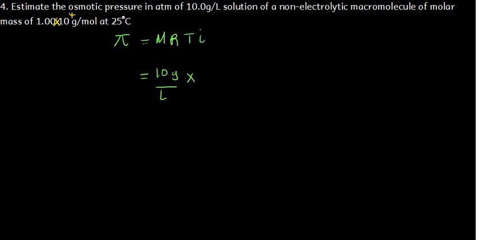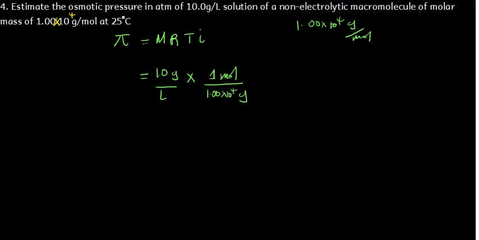So this value has been given as 1.00 times 10 to the power 4 grams per mole. What does this tell us? That means in 1 mole of this compound we have got 1.00 times 10 to the power 4 grams. So that is the same. Grams per mole means 1 mole contains that amount of grams.